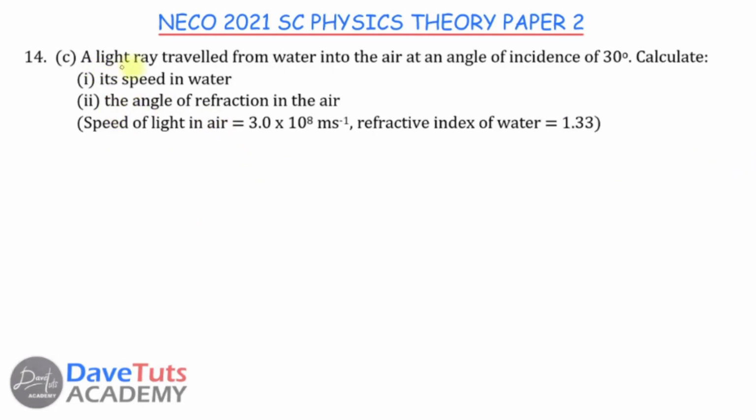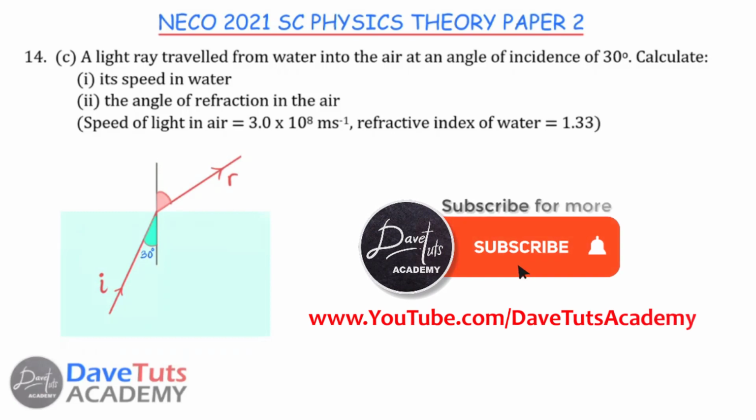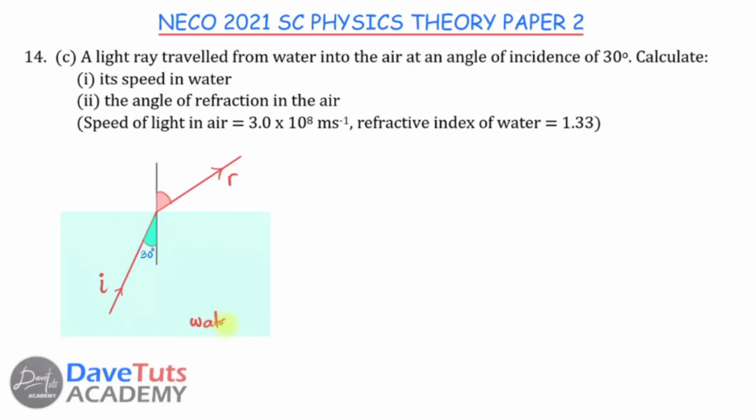So here in this question, we are being told that a light ray traveled from water into the air at an angle of incidence of 30 degrees, and we are to calculate the speed of that light ray in water and the angle of refraction in the air. Okay, very good. But we need to note some peculiarities to this question. We are told that the light ray is traveling from water, so this is water, and then it's traveling to the air. So that is what we are given. And then we have to find the speed in water. We also have to find the angle of refraction in the air, R in the air. That's another thing we are looking for.